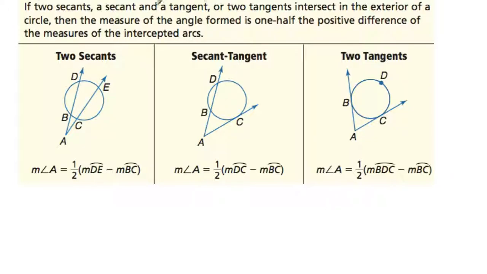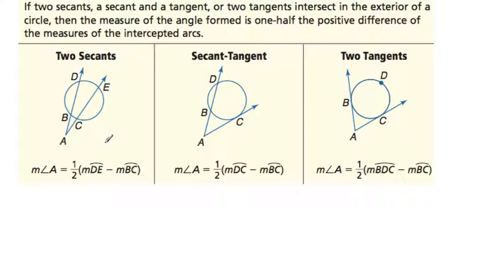Okay, so then we have these three situations now where we could have an intersection point outside of a circle. We have three scenarios. Either the two lines are two secants, one of them's a secant and one of them's a tangent, or they are two tangents.